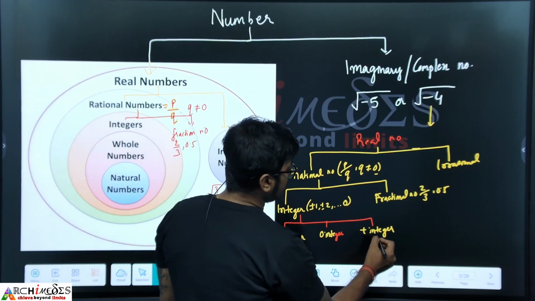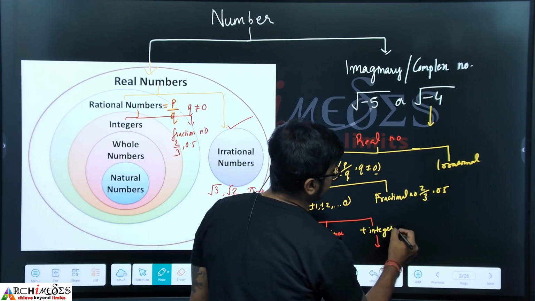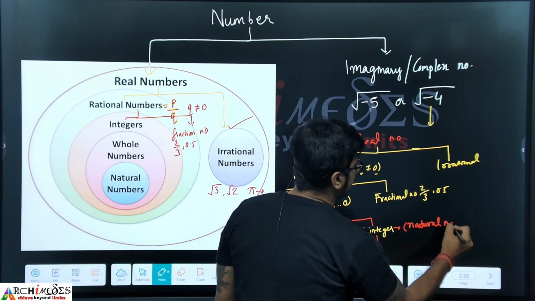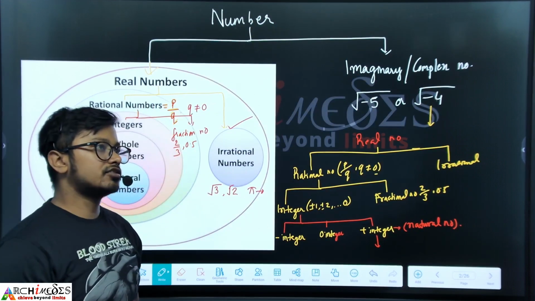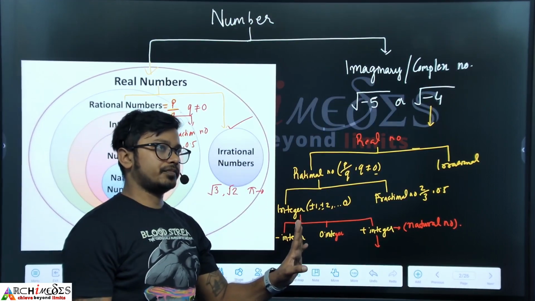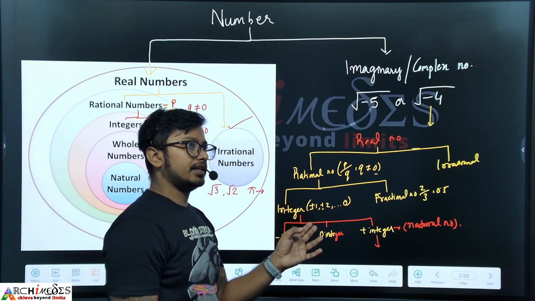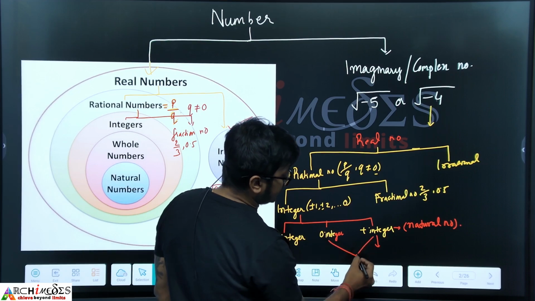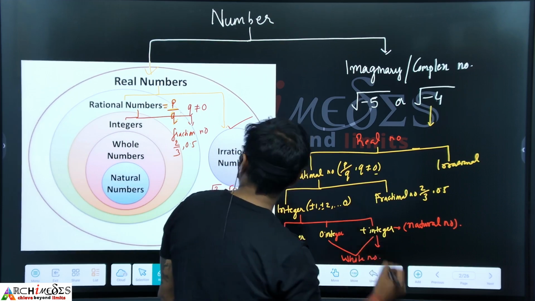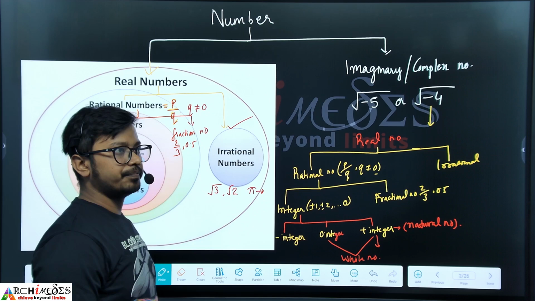So now a positive integer means 1, 2, 3, 4. You can also write this as a natural number, because a natural number is 1, 2, 3, 4, the positive ones. Clear? So natural number and positive integer are the same. Remember that 0 is neither positive nor negative. Now if we add 0 to the positive integers, it becomes a whole number. So you should know the branches of the number system.